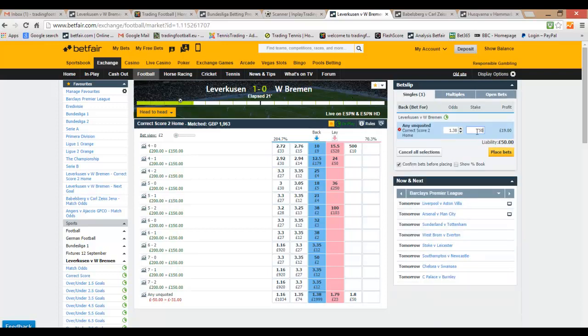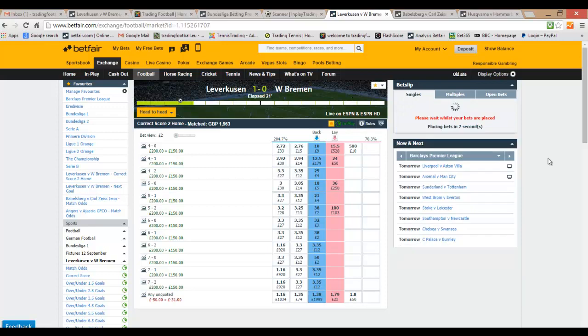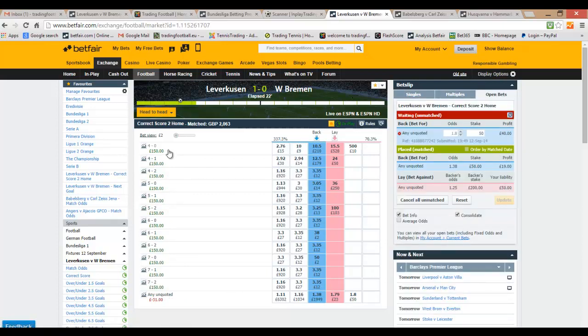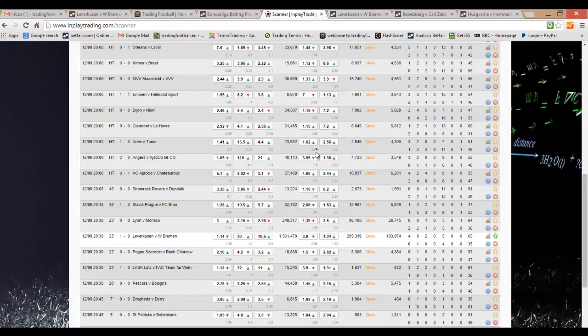All right, I'm going to clear at least some of this red here. I've backed for £50 at 1.38, reduced my green from £200 to £150, and it's reduced my £50 liability on any unquoted to £31. At the same time, I've reduced my order at 1.8 from £50 down to £25.